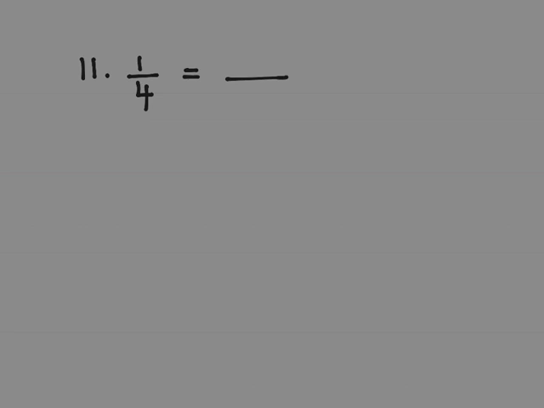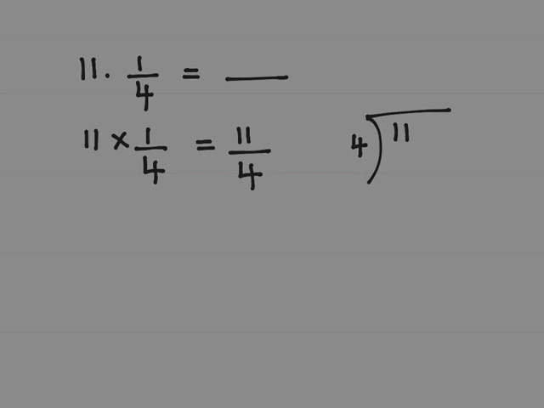Let us solve this problem. 11 ÷ 1/4 equals what? So this can be written as 11 times 1/4, which is, multiply the numerators. So 11 times 1 is 11/4. So let's divide 11/4 and find out how many 4 goes in 11. 2 fours go in 11, which is 8. And 11 minus 8 is 3. So the answer is 2 3/4.